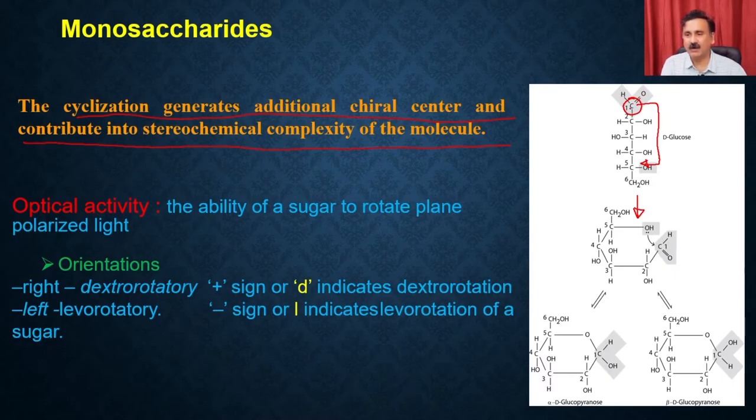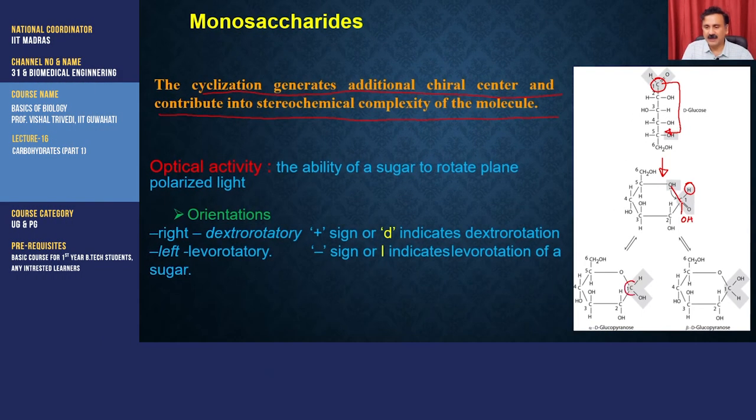So this is an achiral carbon, but when there is a cyclization product and it connects like this, it is going to acquire chirality. Because of that, it can have OH on this side and H on that side, and that's how it is represented like this. So now you see, this is the additional chiral center that is developed on the glucose molecule.